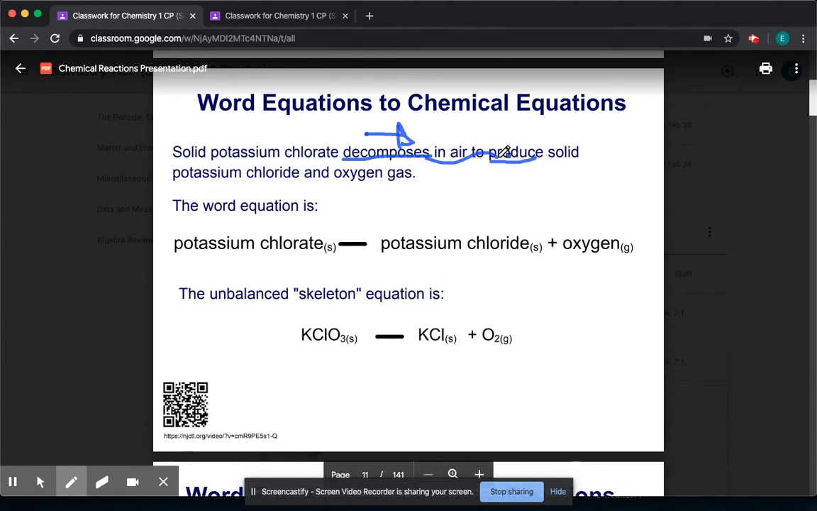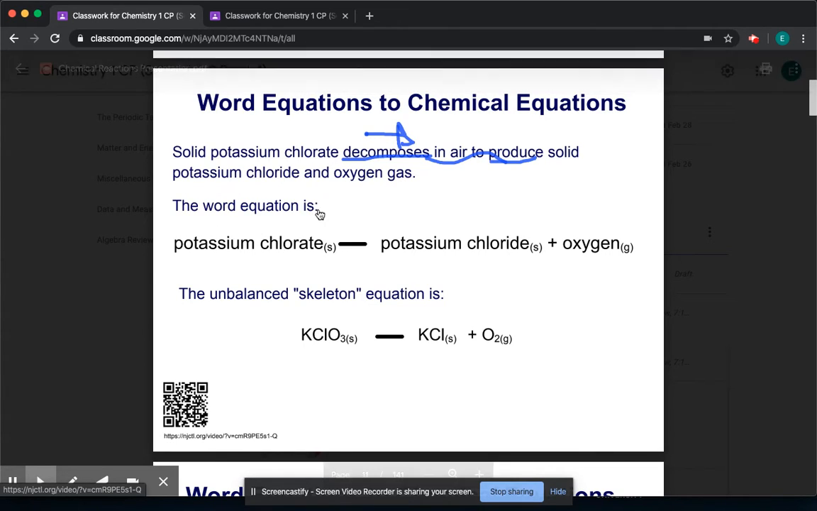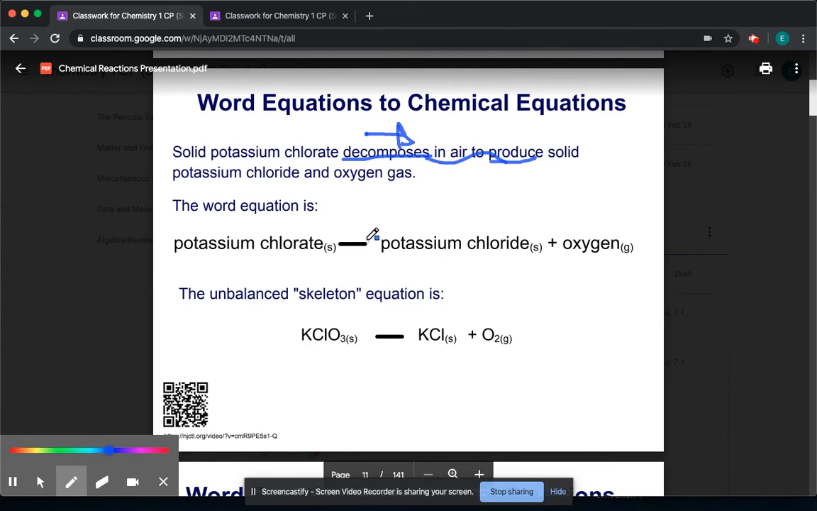So decomposes in air to produce. Because of the word produce, that is another cue to put an arrow, but decomposes came before. This whole thing means that this is being broken down already. Potassium chlorate isn't reacting with anything. It's being broken apart. Say you have a chocolate bar and you're breaking it in 2. You're sharing it, making more pieces out of one thing. And it's breaking down to make potassium chloride and oxygen. In this case, we only have 1 reactant, not 2 reactants. This is a decomposition reaction.